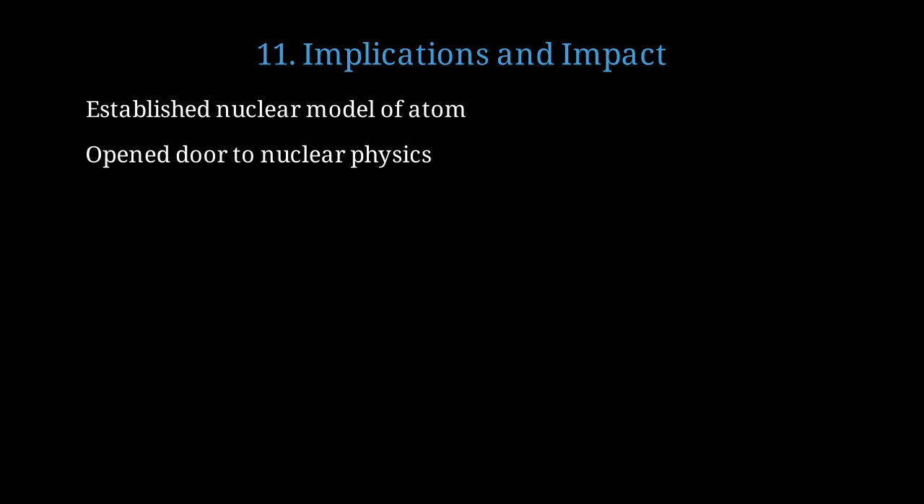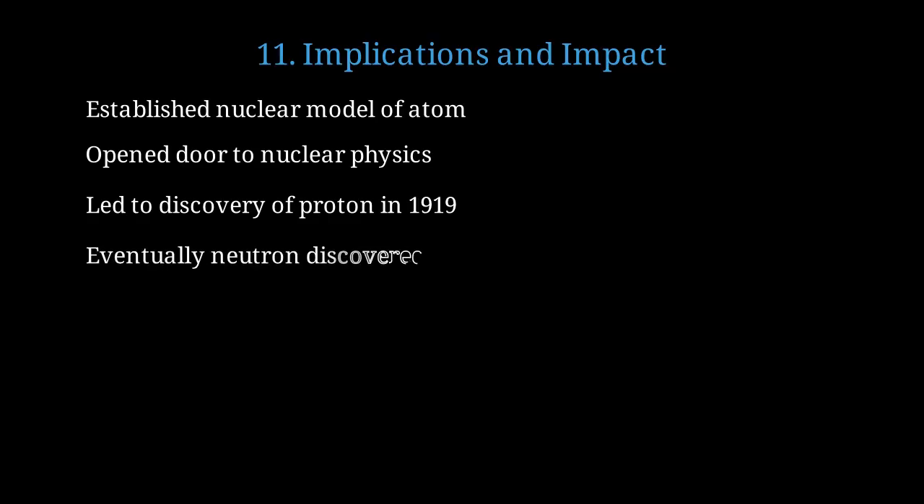How do they behave? Rutherford himself went on to discover the proton in 1919 by bombarding nitrogen with alpha particles. James Chadwick discovered the neutron in 1932, completing our basic picture of nuclear composition. We now know the nucleus contains protons and neutrons, collectively called nucleons, bound together by the strong nuclear force.